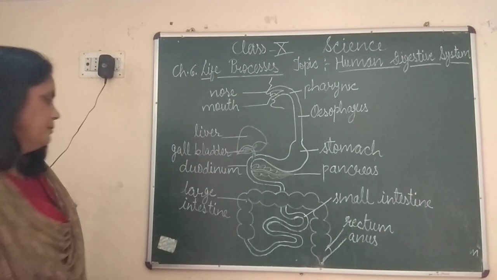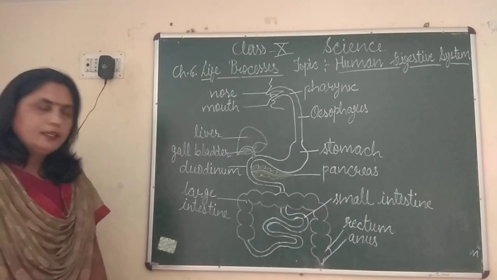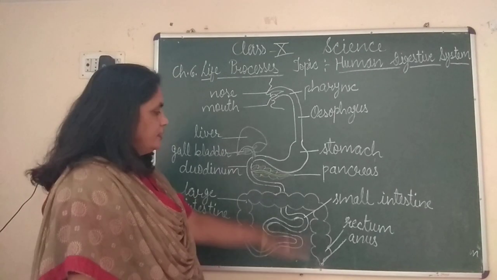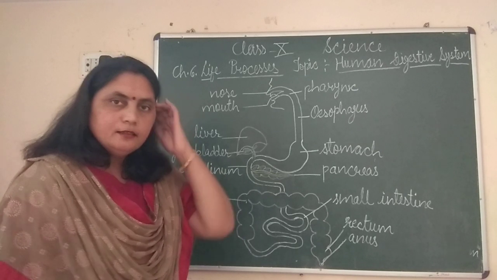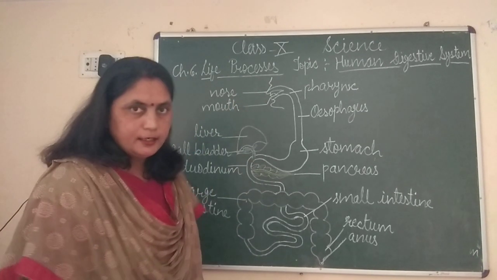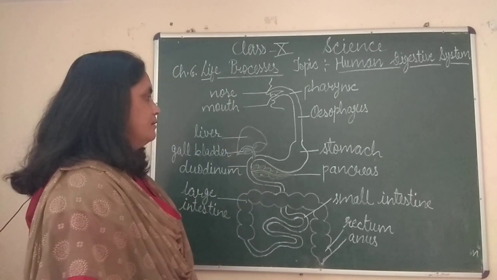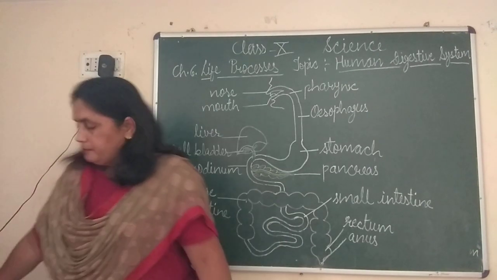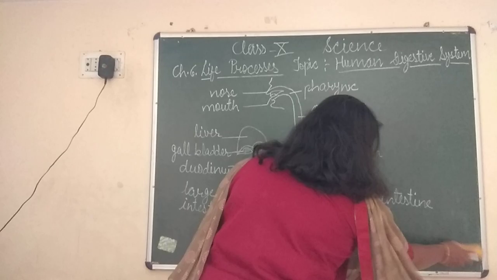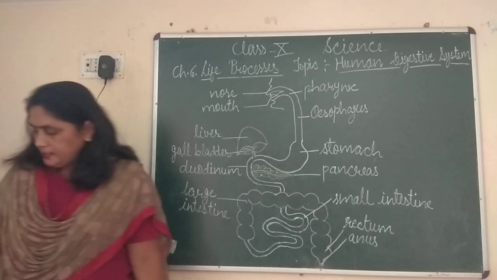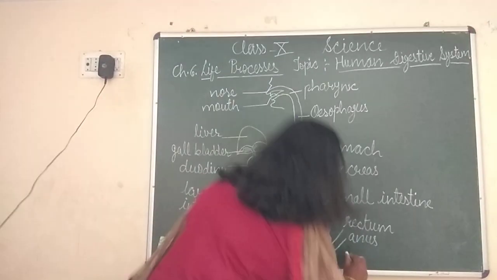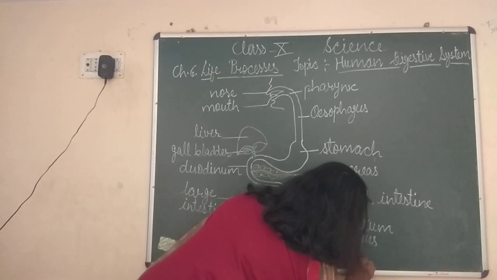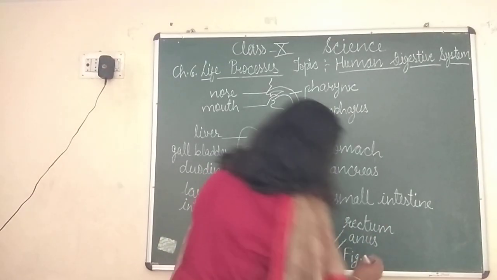And children, remember, whenever you draw any diagram, at the bottom or below that diagram, you should write what is being shown in this diagram. What is the title of the diagram? What is the name of the diagram? That should be mentioned here below the diagram. So here it is human digestive system. So you should write here figure, FIG dot figure.